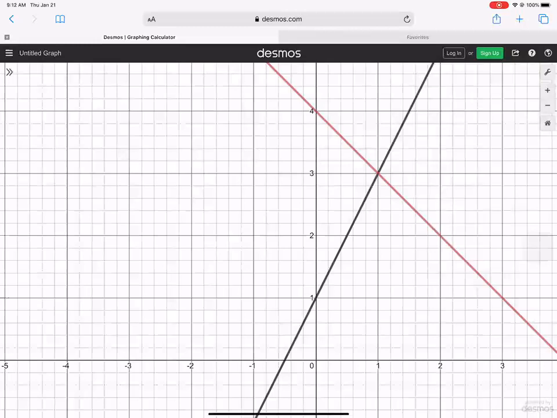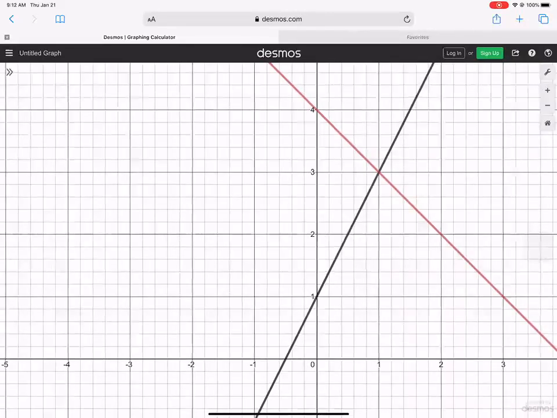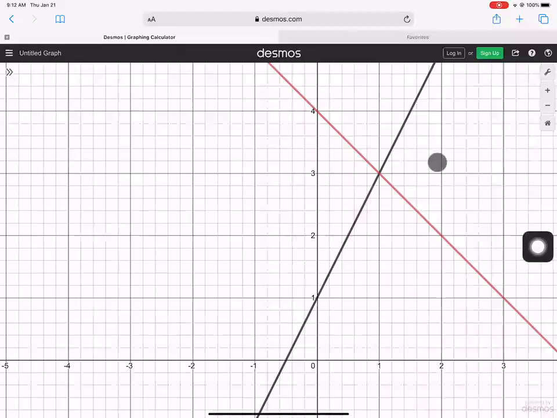I'm seeing a lot of people saying 1, 3. Would you guys agree that 1, 3, if I'm at 1 and up to 3, is the correct answer? Great job. And that is right. So we have a solution here by looking at the graph. It's 1, 3. Thanks for participating.